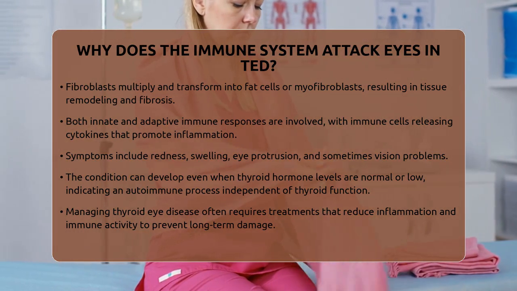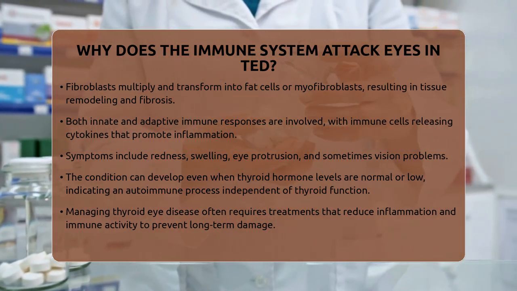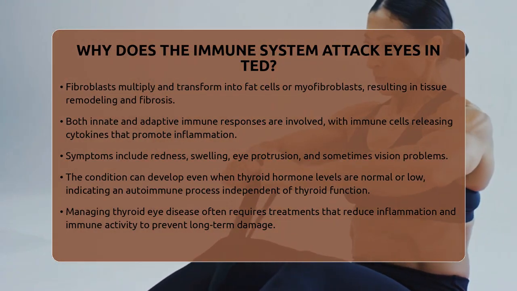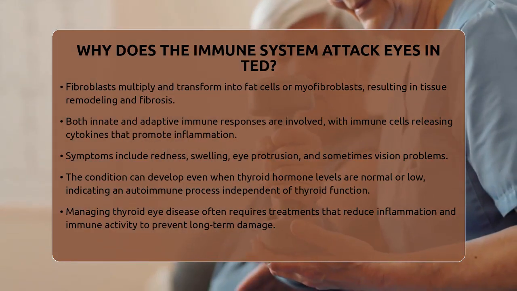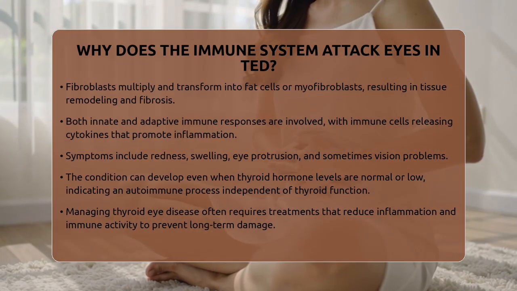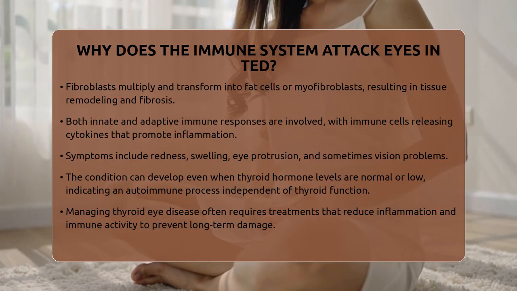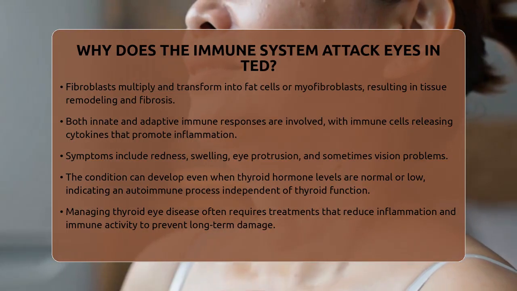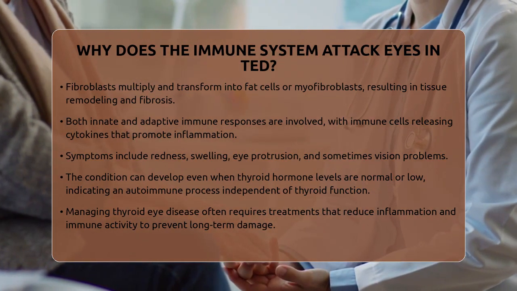In essence, the immune system attacks the eyes in thyroid eye disease because the orbital fibroblasts express receptors that the immune system mistakenly targets with autoantibodies. This triggers a cascade of inflammation, tissue swelling, and remodeling that leads to the characteristic eye bulging and redness. Understanding this process helps doctors develop treatments aimed at reducing inflammation and immune activity in the orbit, which is crucial for preventing long-term damage and preserving vision.